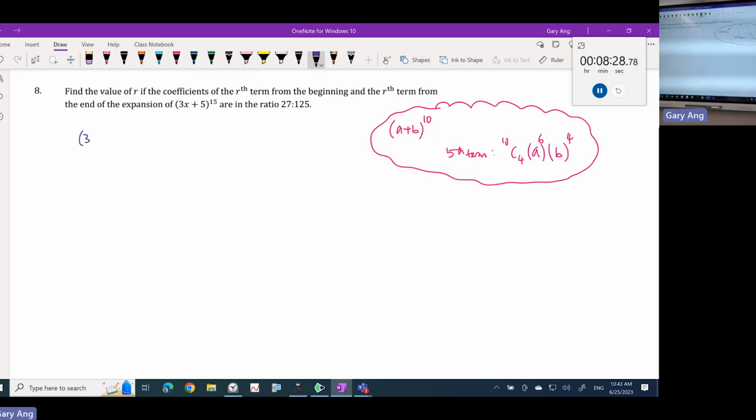So we are not interested in the entire expansion. One way to do this will be to expand all the 16 terms, and then you start counting. But that doesn't work for this question, because even if you're patient enough to expand everything, how do you count the R term? If I tell you fifth term, you can count 1, 2, 3, 4, 5. But what is R?